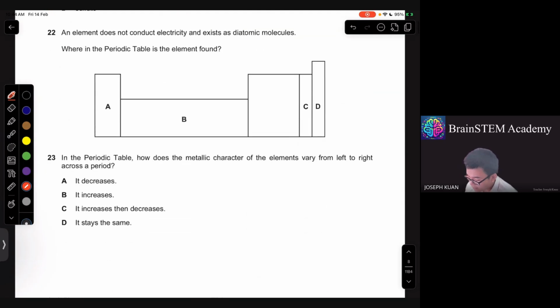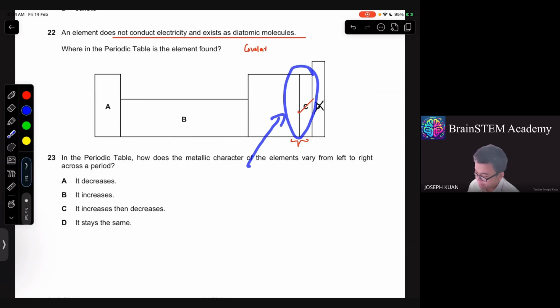22. An element does not conduct electricity and exists as diatomic molecules. Where in the periodic table is the element found? So it sounds like it's a covalent molecule. So the answer is C, as non-metals form covalent molecules, and not D, because D is a noble gas, and C is found in the non-metallic region.